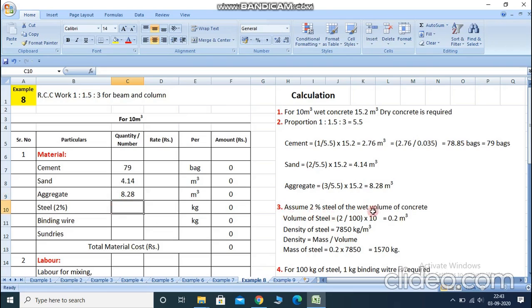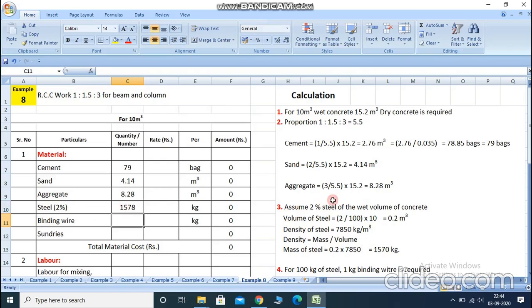Now assume 2% steel by volume of the concrete. So the volume of steel is 2% of 10 meter cube, that is 2 divided by 100 multiplied by 10. So 0.2 meter cube is the steel quantity. The density of steel is 7850 kg per meter cube, a standard value. Density is mass upon volume, so mass of steel is density into volume: 7850 multiplied by 0.2. So 1570 kg of steel is calculated.